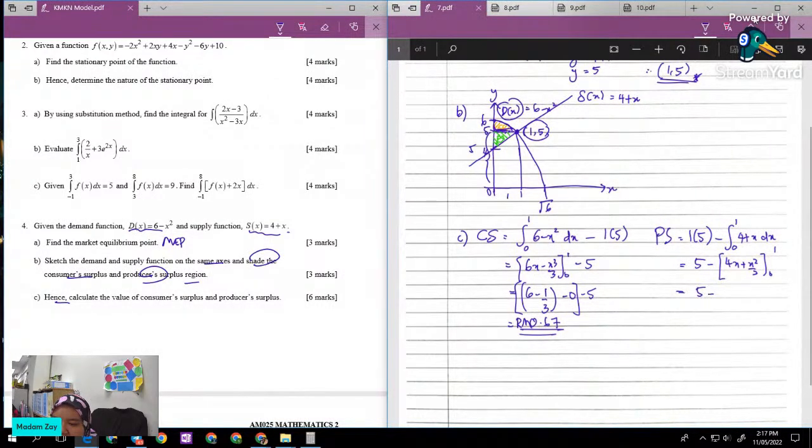So 5 minus, masukkan nilai, kita dapat 4 tambah 1/2 tolak kosong. So 5 tolak 4.5. So jadi setengah, 0.50 RM.